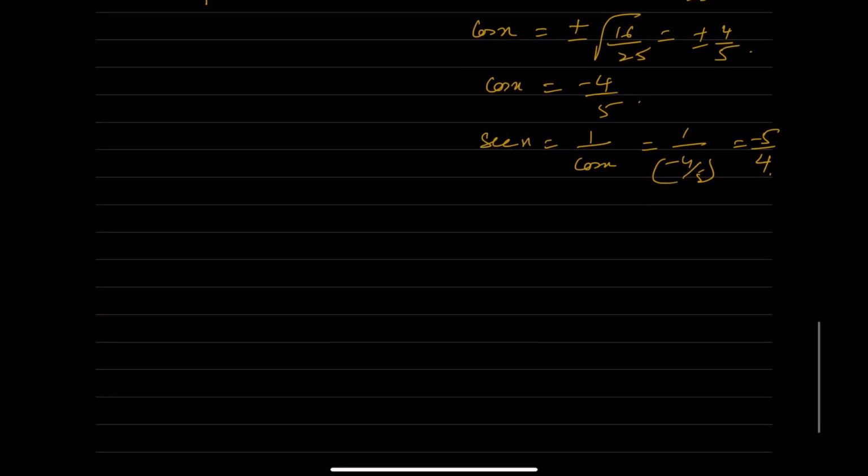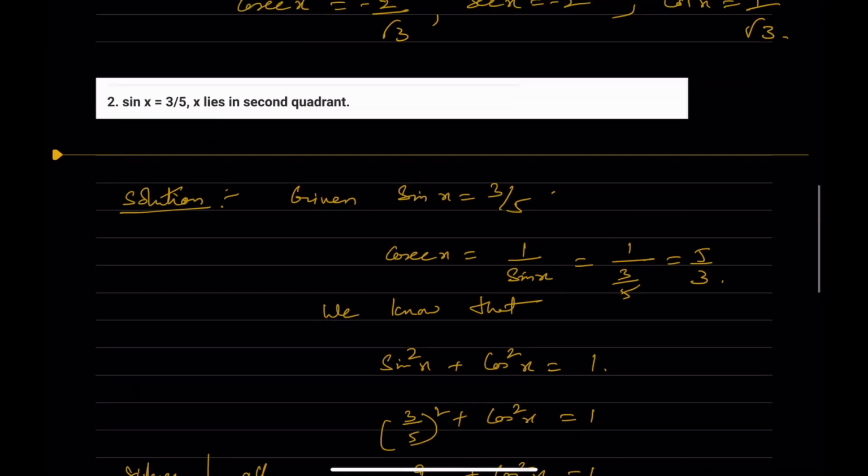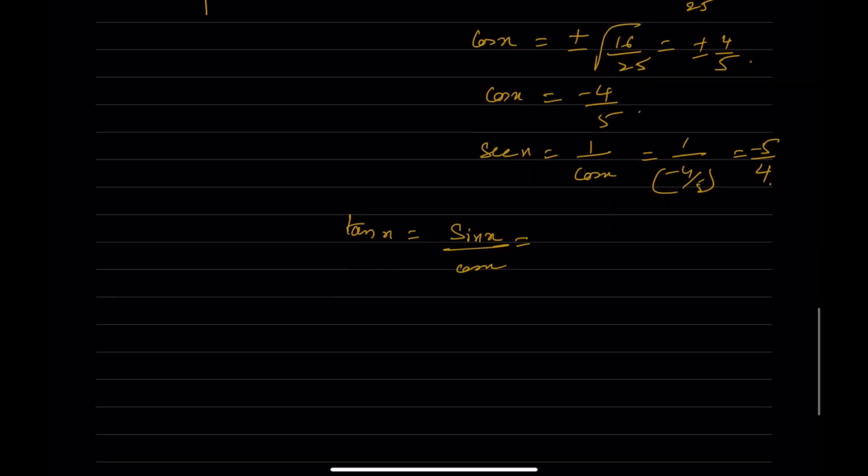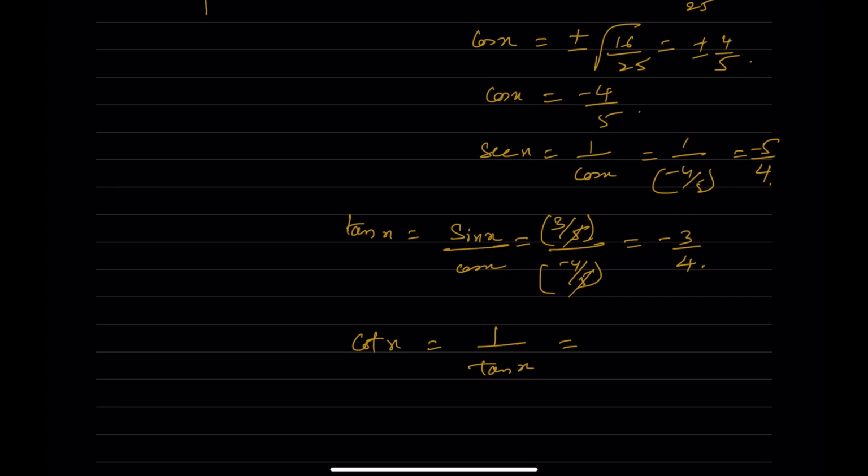Now we'll write down what is tan x. Tan x can be written as equal to sin x by cos x, which implies that sin x is given to us as 3 by 5, so 3 by 5 by minus 4 by 5 is cos x. So therefore from this you can see this 5 will get cancelled. So it is minus 3 by 4 is tan x. And now you have what is cot x is equal to 1 by tan x, which is equal to 1 by minus 3 by 4, which is equal to minus 4 by 3 is the answer.